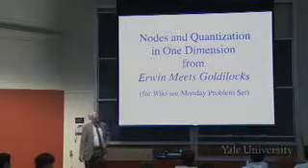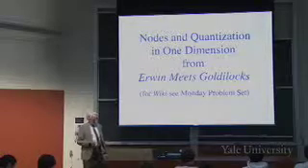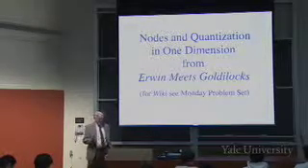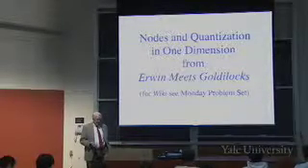Okay, so we're going to talk now about nodes and quantization in one dimension using this program, Erwin meets Goldilocks. And there's a problem set for Monday, as you know, where you do this, and the answers are on the wiki, but don't look at them before you've given it a good try. There are simpler things to start with, like a constant potential energy or running into a wall, or into a pillow, more like. But the harmonic oscillator, or Hooke's law, is a very popular one to do, so we're going to do that.